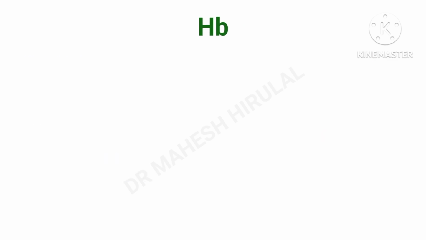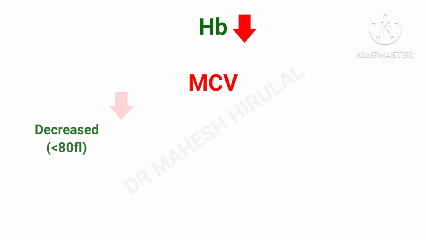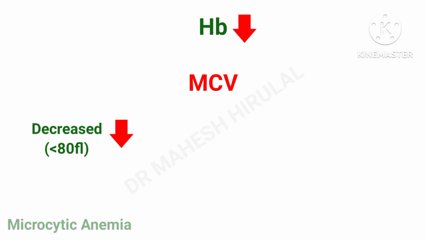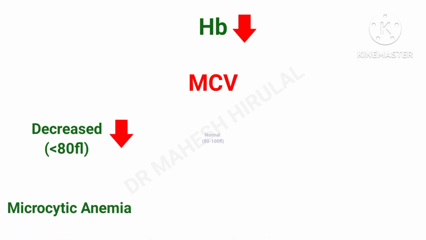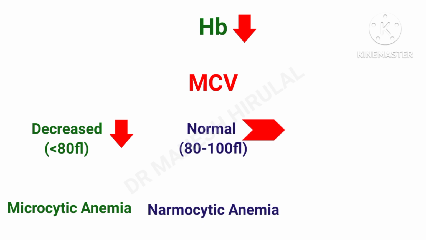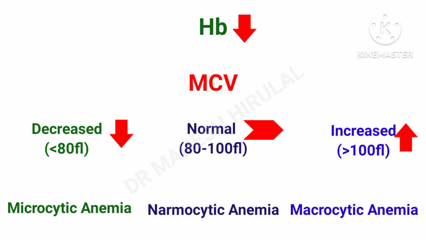In the CBC report, first see the HB estimation. If the HB is decreased, then the MCV is used to categorize the anemia. If the MCV is less than 80 femtoliter, then it is called microcytic anemia. If it is between 80 and 100 femtoliter, then it is called normocytic anemia. If the MCV is more than 100, then it is called macrocytic anemia. This is the first step to pinpoint the diagnosis.